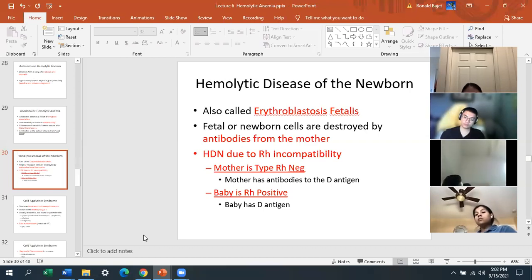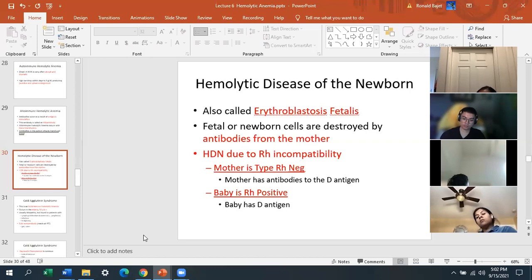So instead of the mother making her own anti-D against the baby, you're going to give the mother a small dose of RhoGAM, and it's going to fake the mother out, saying, okay, there's an Rh positive baby coming. I'm going to make antibodies. Oh, wait, I don't have to, because I just got a dose of RhoGAM.